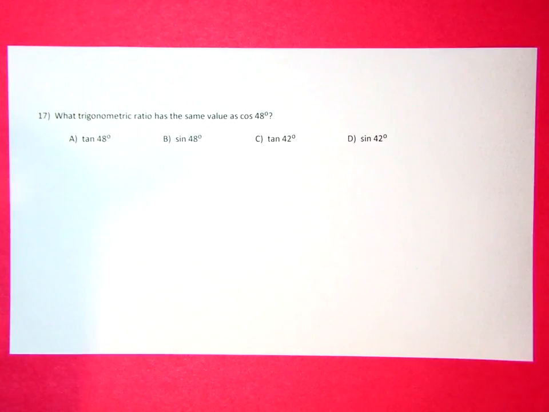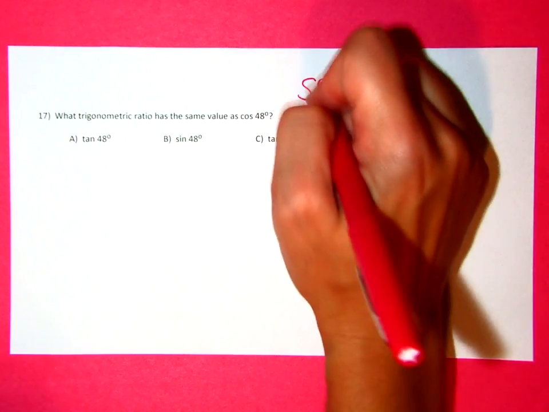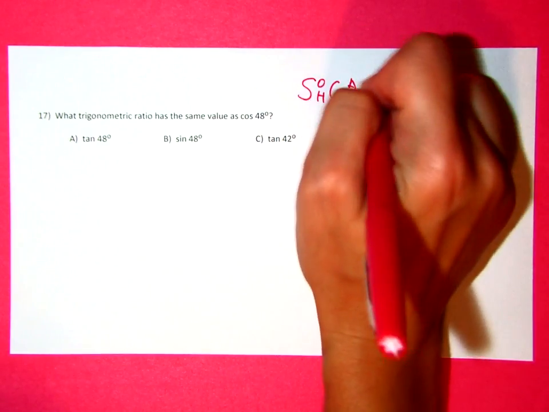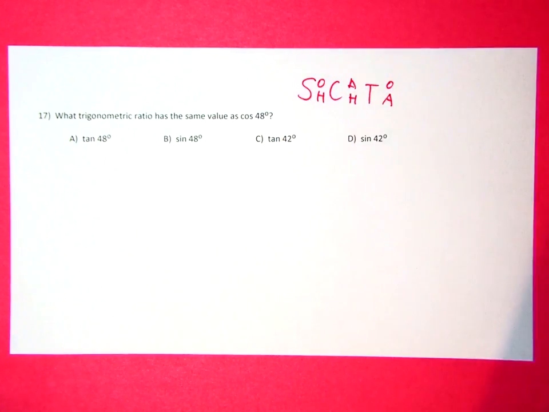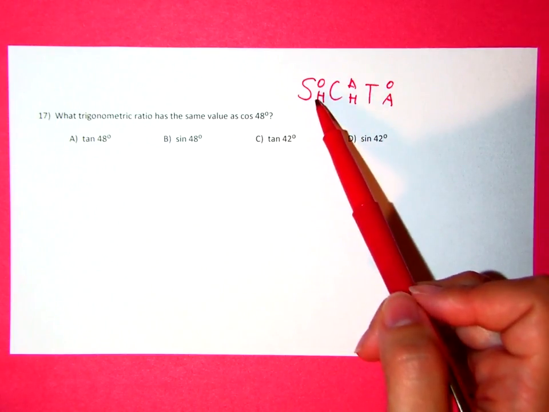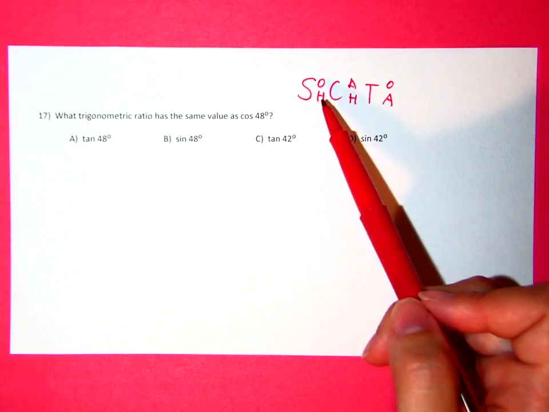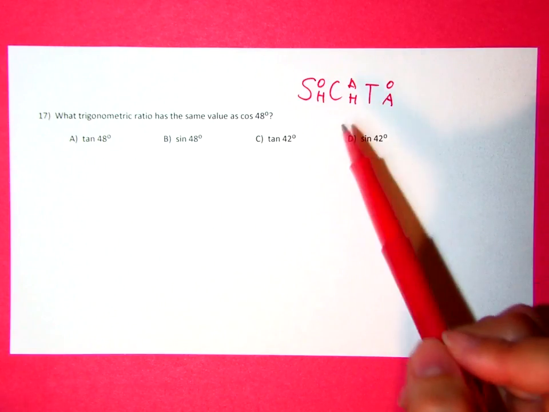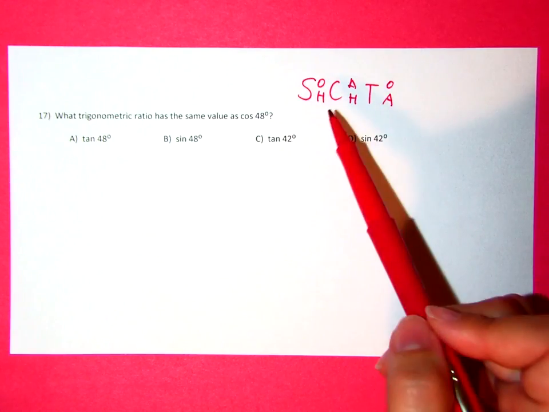Number 17 says, what trigonometric ratio has the same value as cosine of 48? A trigonometric ratio is basically two numbers, one over the other. One number on the top represents a certain side length over another number. So for example, when we use SOHCAHTOA, and let's say you were given enough information for opposite and hypotenuse, when you put that opposite over the hypotenuse, that's a trigonometric ratio. And so it's just basically a comparison of two numbers.